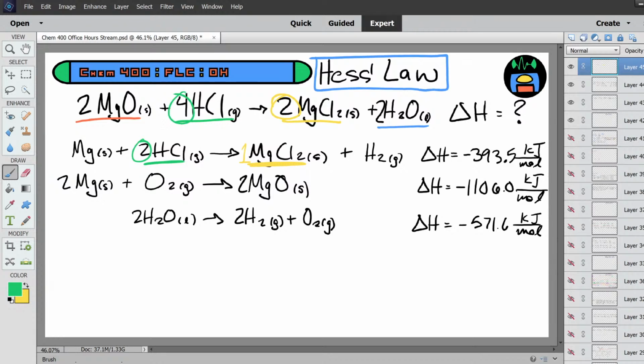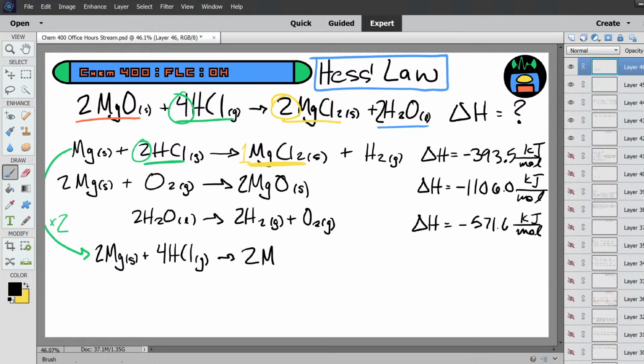So that tells me that I need to take this reaction and multiply everything in here by 2 if I'm going to get the correct number of moles for HCl and magnesium chloride. So I'm going to multiply everything by 2. So 2 moles of solid magnesium reacting with 4 moles of HCl to produce 2 moles of magnesium chloride and 2 moles of H2.